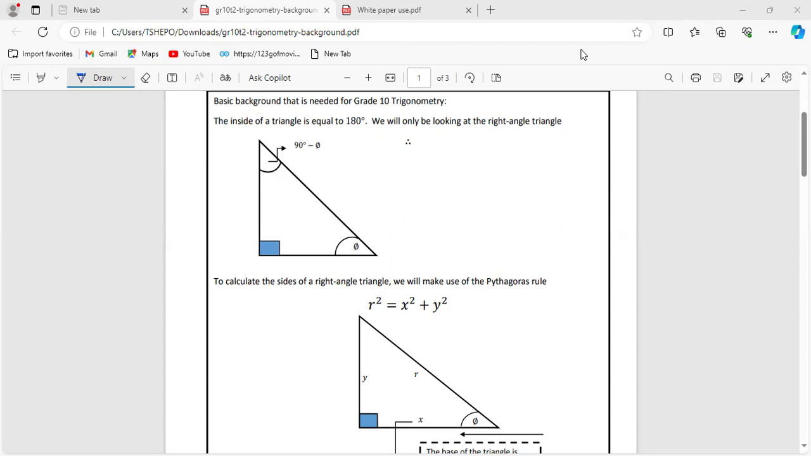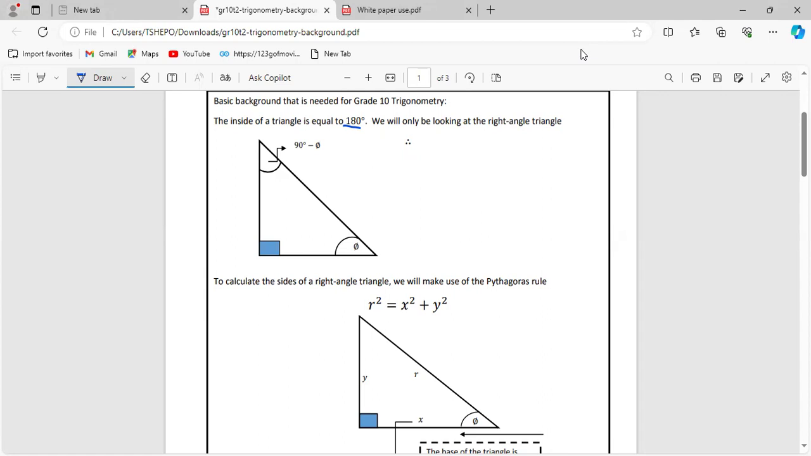Now here we have a presentation of a right-angled triangle. Why do you call this type of triangle a right-angled triangle? Because there's 90 degrees in it. Now we know that the sum of angles in a triangle actually equals 180 degrees. So when we do trigonometry, we're going to use these types of triangles here in grade 10.